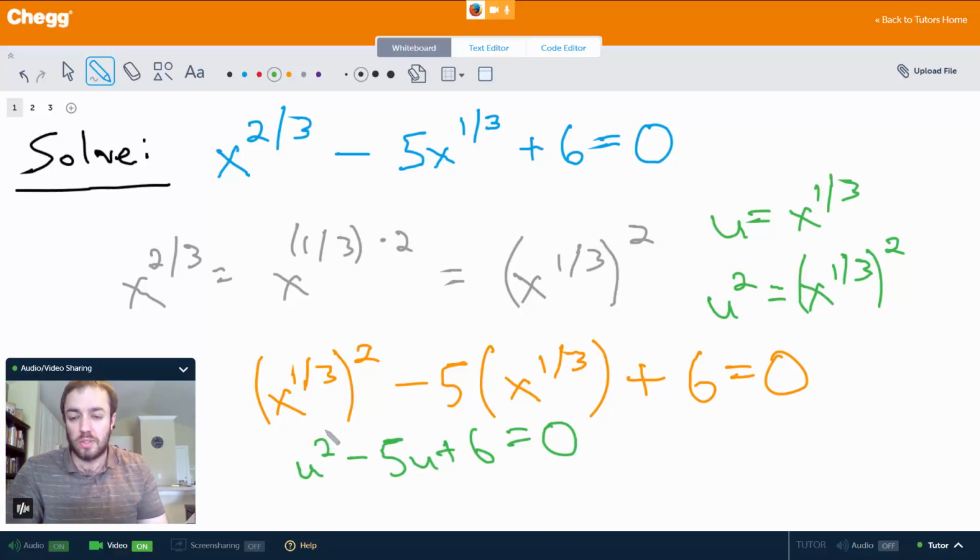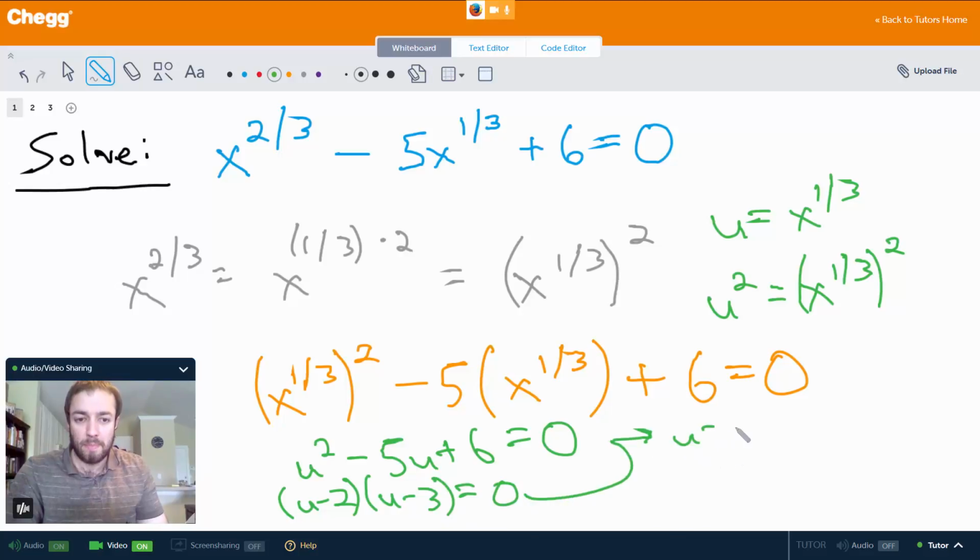Now this here is just a plain old quadratic equation. That's what's nice about equations in quadratic form: you can make some kind of substitution at some point along the line to transform the equation into a plain old quadratic equation. And if we look closely at this, we see that we can actually factor it. So let's go ahead and do that. If we factor this, we get u minus 2 times u minus 3 equals 0. And that's going to give us u equals 2 or u equals 3.